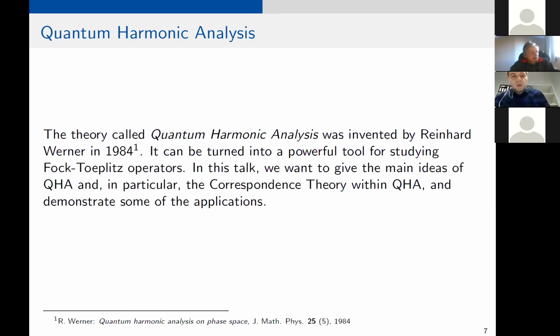And as it turns out, this quantum harmonic analysis, whatever it is, I will explain it in a second, is a very powerful tool to study Toeplitz operators on Fock spaces, not only in the Hilbert space setting, also in the p-Fock space setting, but that I will talk about later. And the main goal of this talk is at least sketching or explaining what quantum harmonic analysis is and how it applies to the study of Toeplitz operators.